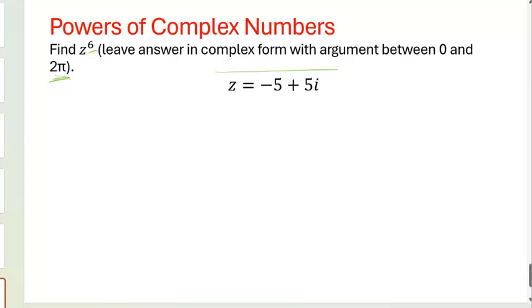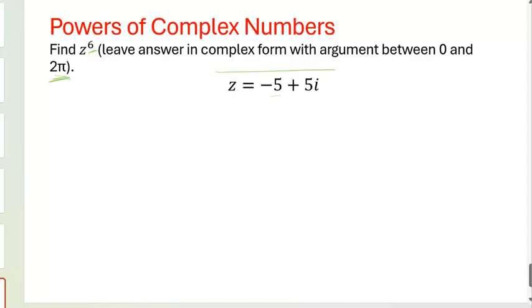Can you convert this without doing anything? Can you convert that in your head? I say, oh, I go back 5 and then up 5. That's quadrant 2. That's a 45, 45, 90 triangle. And then the hypotenuse should just be 5 times root 2 because I'm so familiar with that. So I should have 5 root 2 times the cosine of 135 degrees, plus i sine 135 degrees.